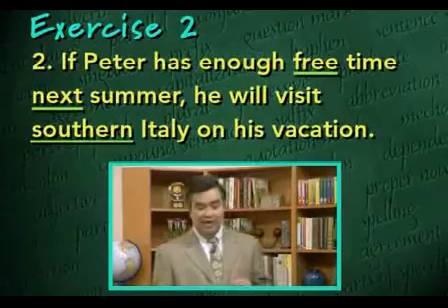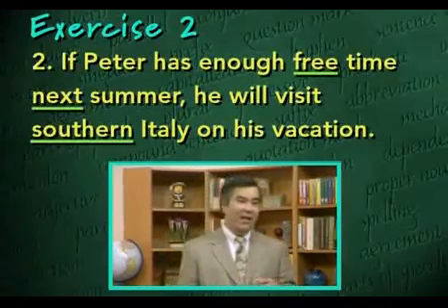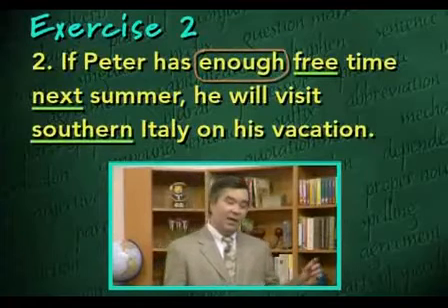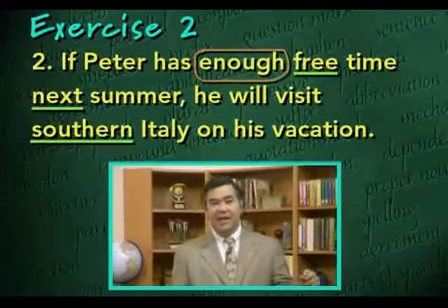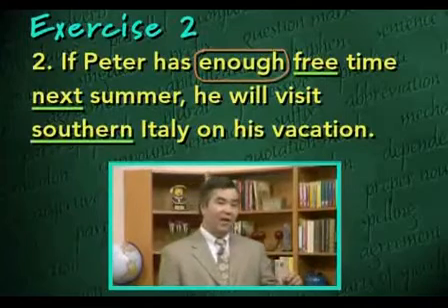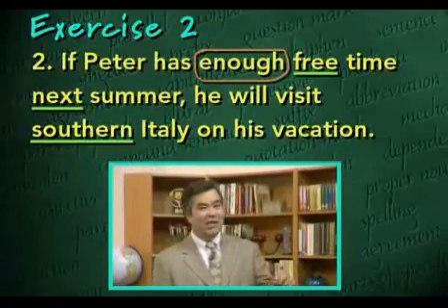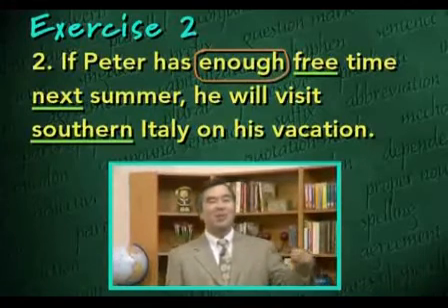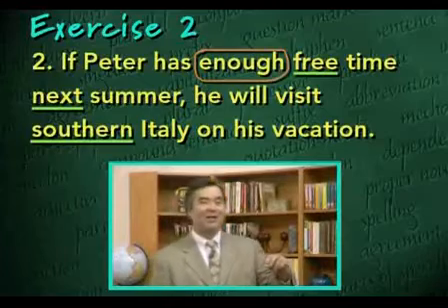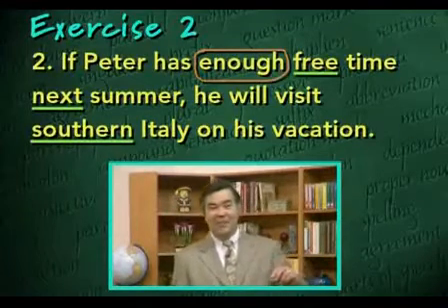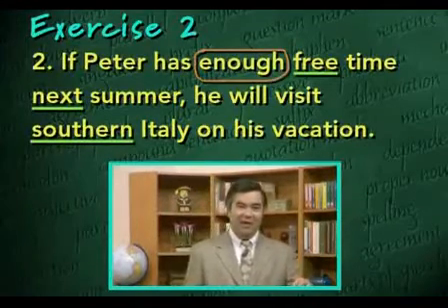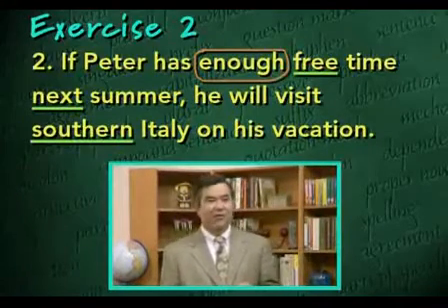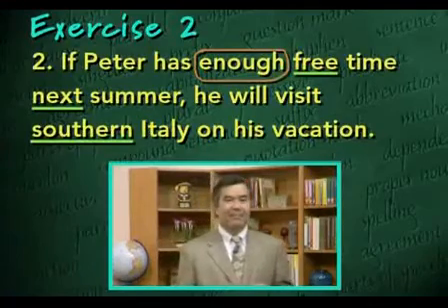There's no article in this sentence. The words a, an, and the don't appear. But there is one adverb, enough. The adverb enough, in this case, modifies the adjective free. Remember, we saw that free is an adjective modifying the noun time. Enough is an adverb giving us more information about free, or about the free time. How much free time, or what kind of free time? Enough free time. So enough is an adverb modifying the adjective free in this sentence.